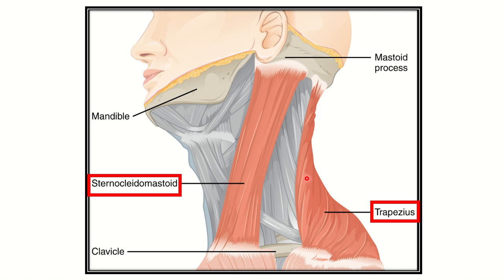And the posterior triangle is bounded posteriorly by the trapezius muscle, superiorly by the junction of these two muscles, that means the sternocleidomastoid and trapezius, and inferiorly by the clavicle. Actually it is the middle third of the clavicle. So now we have to find out a nerve which is closely related to the sternocleidomastoid and supplies it.